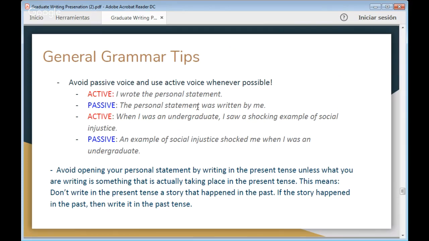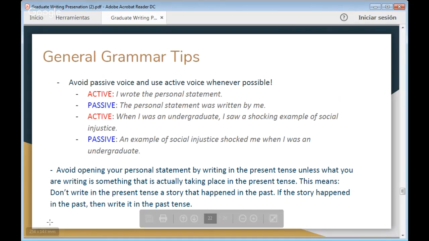So you want to make sure when you're writing, especially in a personal statement where you're talking about yourself, that you're driving the emphasis to yourself. Here's another example. When I was an undergraduate, I saw a shocking example of social injustice. That was the active example. If we go to the passive: an example of social injustice shocked me when I was an undergraduate. So here the writer is of main importance in the active example, versus the passive, where an example of social injustice takes the emphasis. So whenever you're writing, particularly about yourself, make sure you're using the active voice.